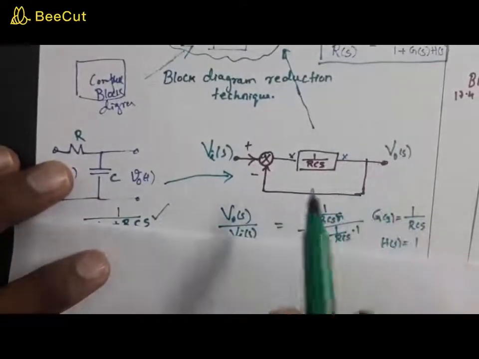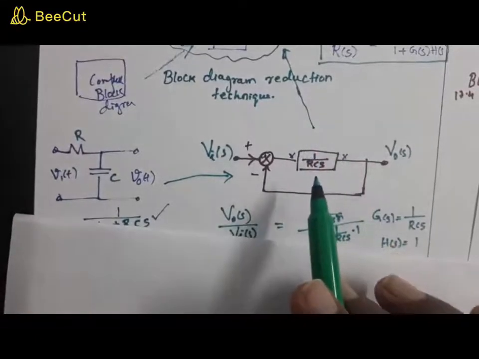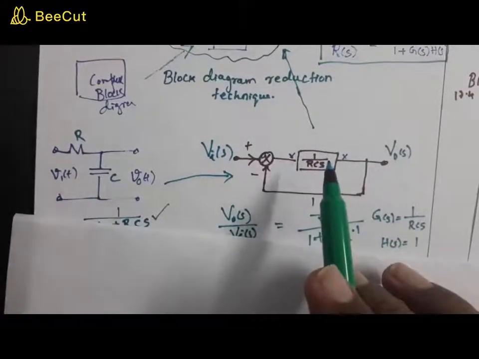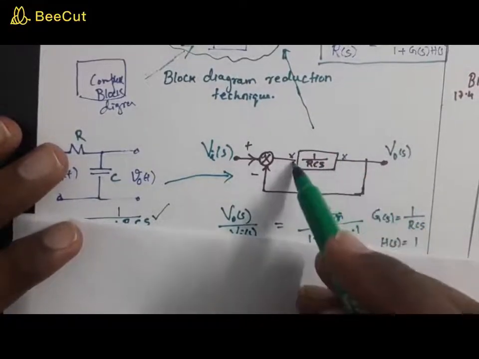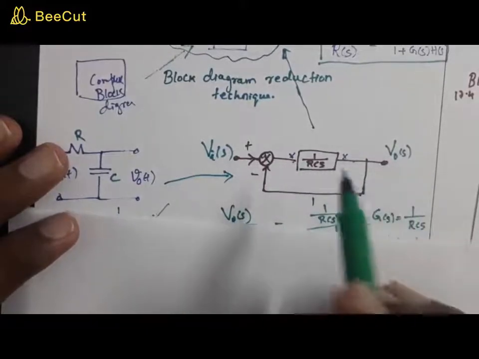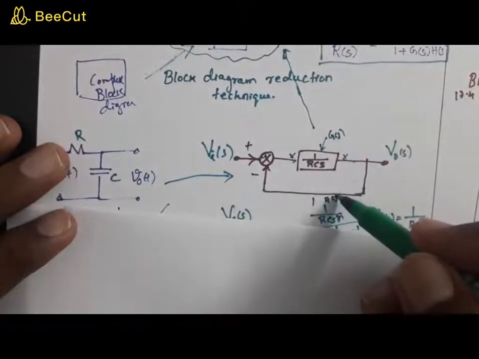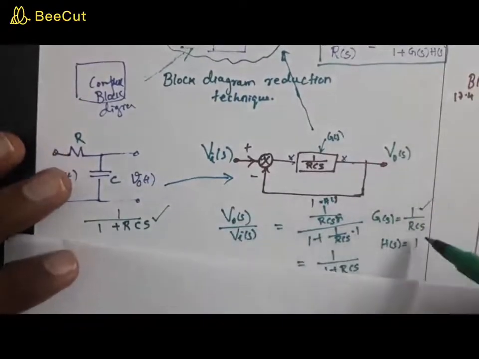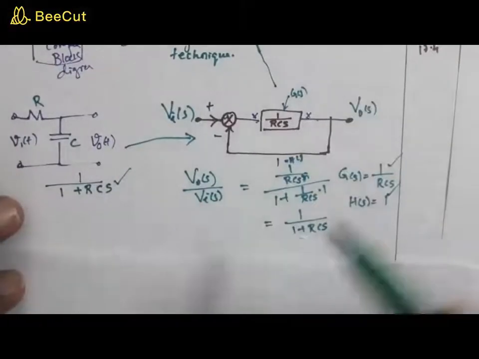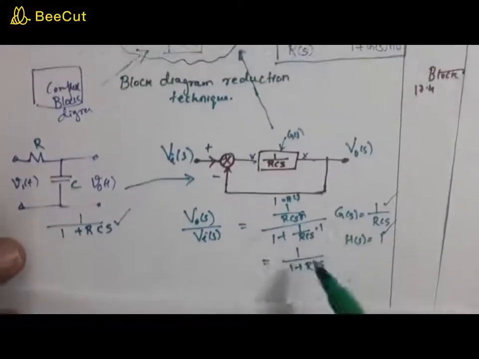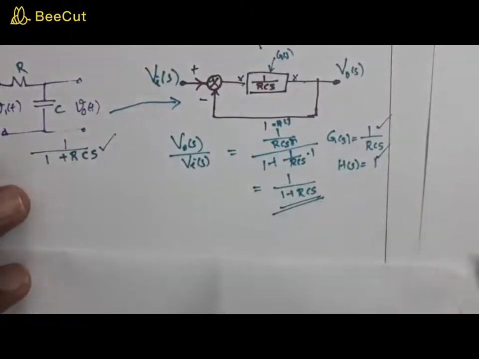So that's the objective of reduction. Some way or other, you can convert any block diagram into this form. Once you find this, this is a block which represents a transfer function relating the input and the output coming over here. Now this is your G(s) and this is your H(s). So G(s) is 1 by RCS, H(s) is equal to 1. Once you get this, apply this equation to get the transfer function. Just substituting G(s) and H(s) in this equation, you will arrive at 1 by 1 plus RCS.